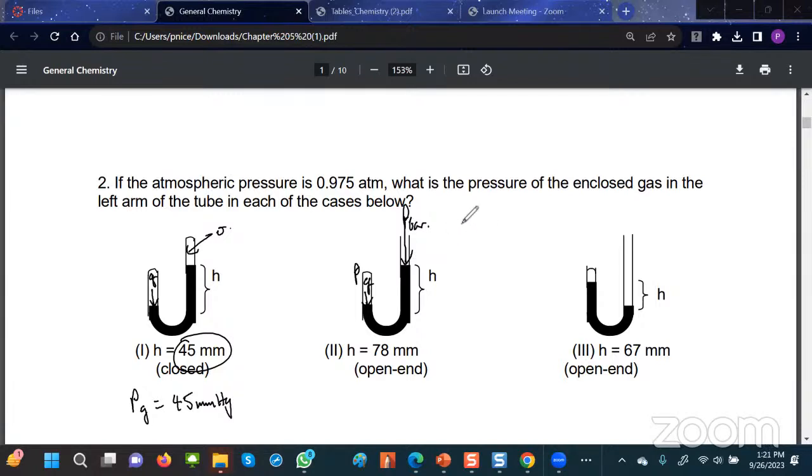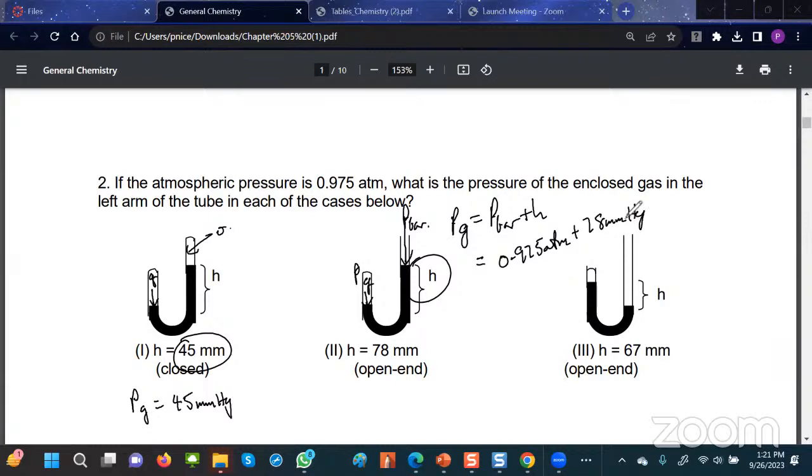Think about it. Yeah. The gas, because the gas that is in this region right here is going to exert a greater pressure because it pushes up the mercury level on the other side. And the difference between these two would be the H, the difference in the mercury levels, right? So therefore, we can say that the pressure of the gas, in this case, would be equal to the barometric pressure plus the H that is measured. And the barometric pressure is 0.975 atmospheres, and the height of the mercury level is 78 millimeters mercury.